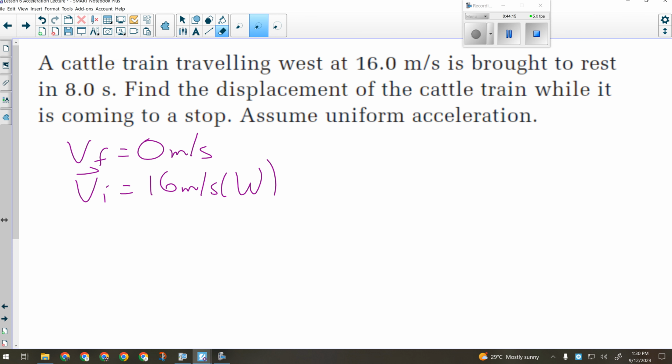Seconds is always time. All right, 8.0 seconds. And they want to know what's the displacement of the cattle train in coming to a stop. So I'm looking for D. So I've got an object that's accelerating, and I'm not given the acceleration. Do I need it? I don't. I mean, I could do this in 2 steps, but I don't need to. I have a formula to do it in 1, which we'll talk about tomorrow.